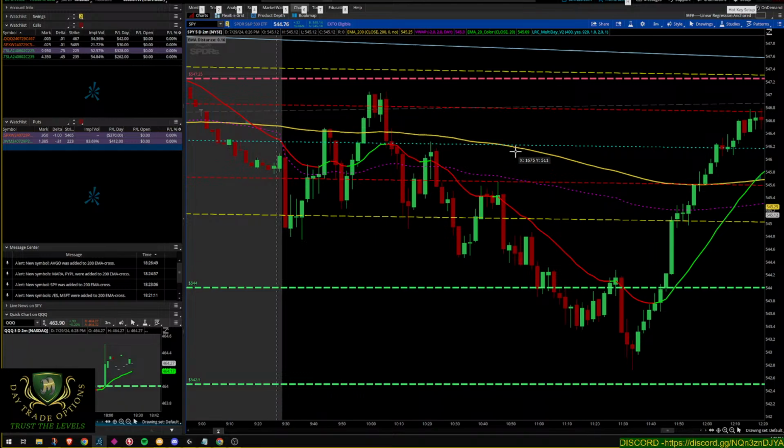Basically, I don't like to trade into the 200 EMA on a 2 minute. I don't really like trading into the 20 EMA, but I will use the 20 EMA as basically my trend, so that I can get more out of my trade. 200 EMA cross up.